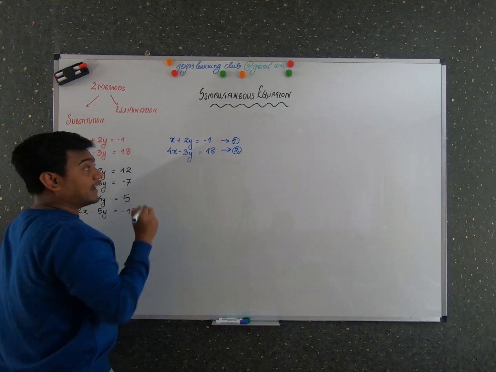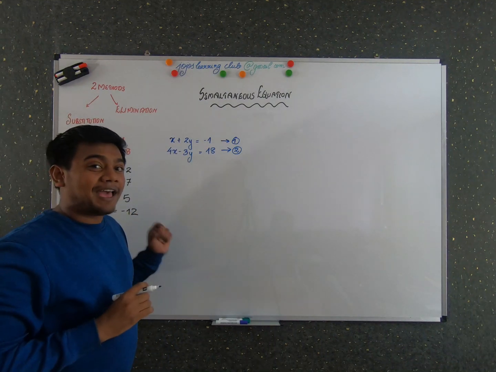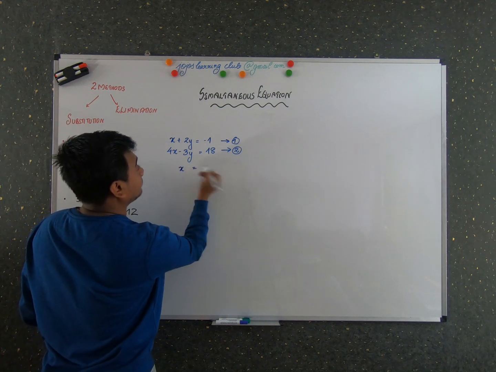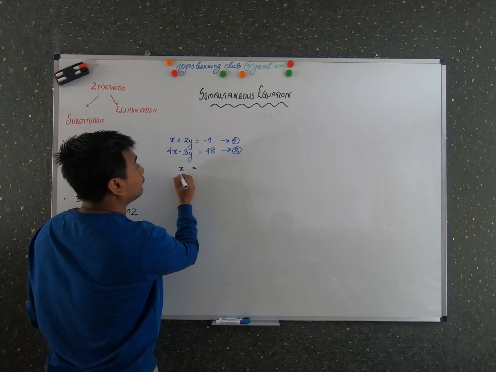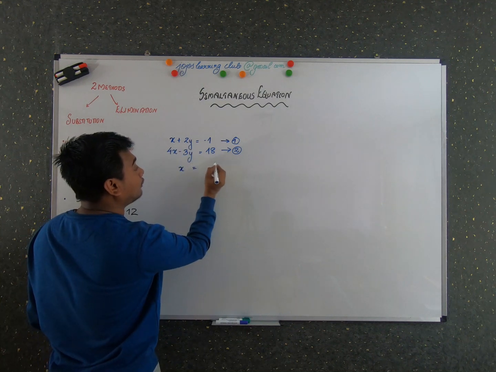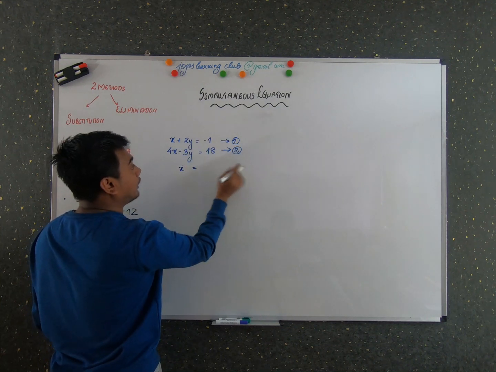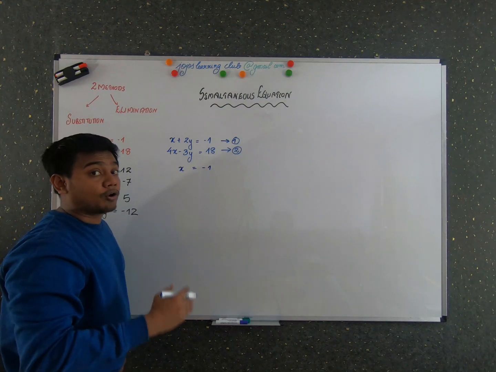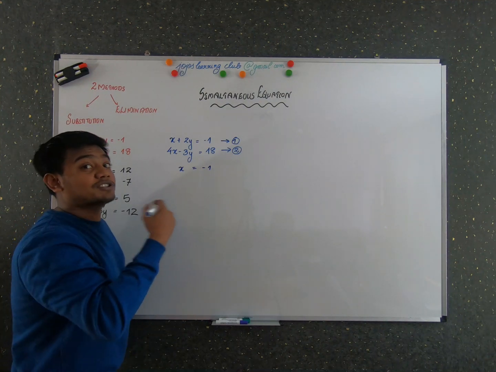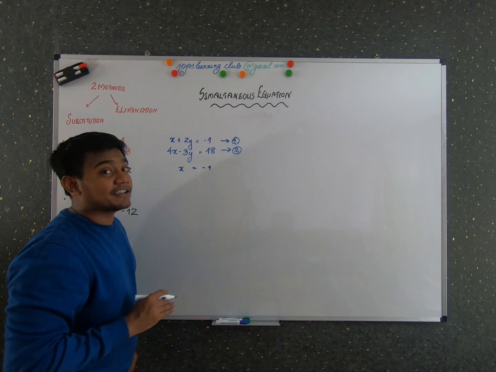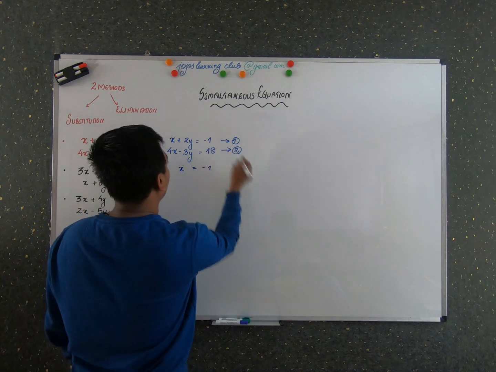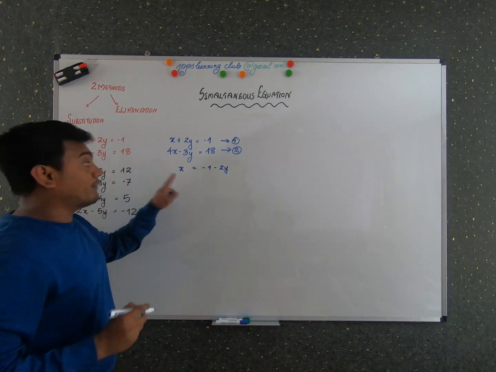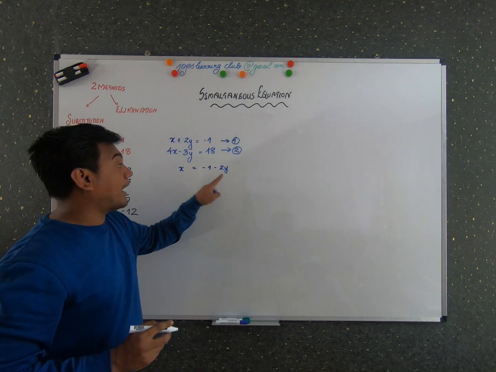As I said, substitution, as the name suggests, means we substitute the value of x in the second equation. To find the value of x from here, you have to move this 2y over. When you move a variable or a constant from one side of the equation to the other side, there is a change of sign. So it becomes minus 1 minus 2y. So the value of x is minus 1 minus 2y.